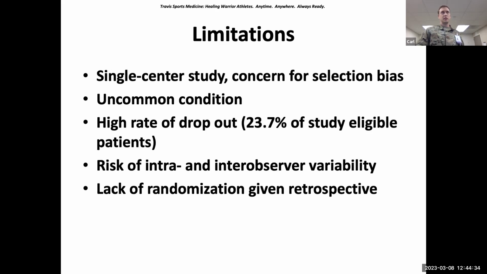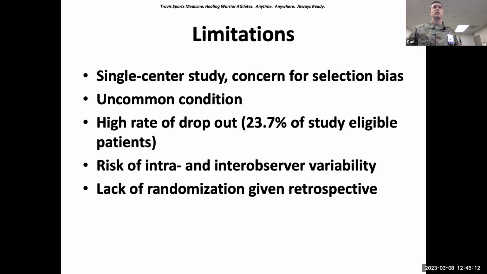So limitations: this was a single center study, so there's obviously concern for selection bias. It's not a very common condition, and there's a very high rate of dropout, similar to Dr. Babo's study. I believe hers was 22% or so, a similar percentage of dropout. They tried to address this a little bit in the paper, and they argued that the higher dropouts probably portended better outcomes. I don't think that's the fairest way to treat that. It's normally not how we treat intention-to-treat outcomes in RCTs.